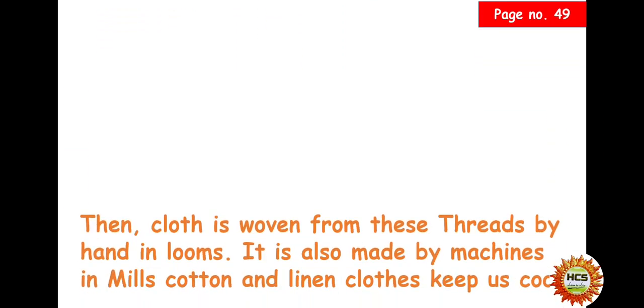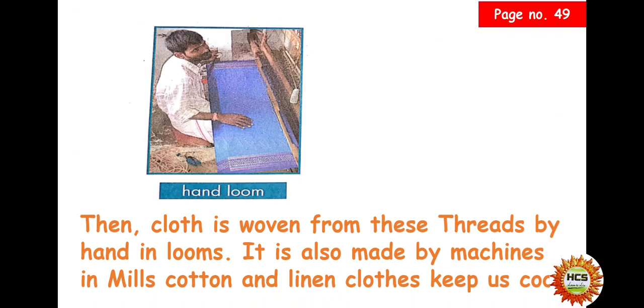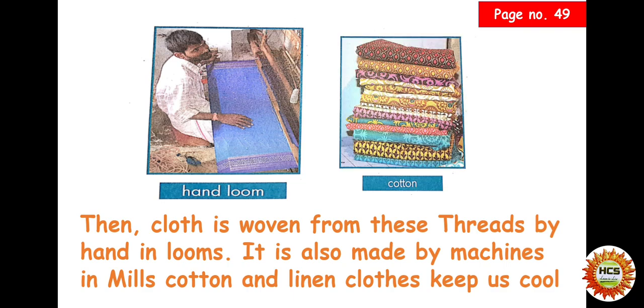Then cloth is woven from these threads by hand in looms. You can see the picture on page number 49. This is a hand loom. Now it is also made by machines in mills. Cotton and linen clothes keep us cool. This is the picture of cotton cloth.